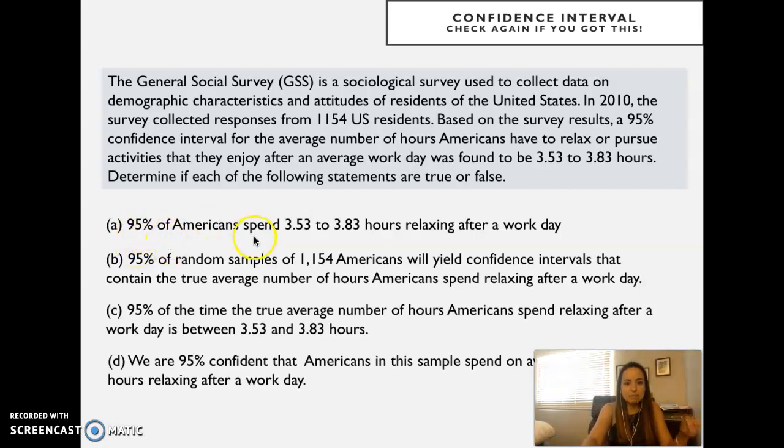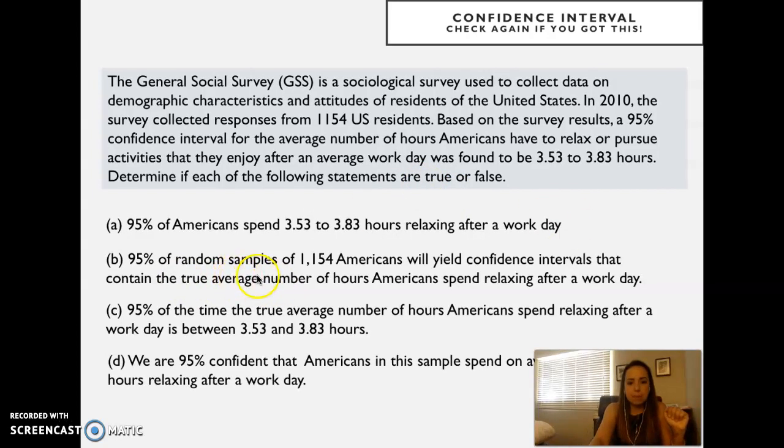95% of Americans spend 3.53 to 3.83 hours relaxing after a workday. Is that true? No, that's not what confidence intervals are. A confidence interval is an estimate of the mean, the typical time all Americans spend relaxing. What's the average? Well, the average is somewhere between 3.53 and 3.83. It's not about 95% of Americans spending that amount of time relaxing, right?